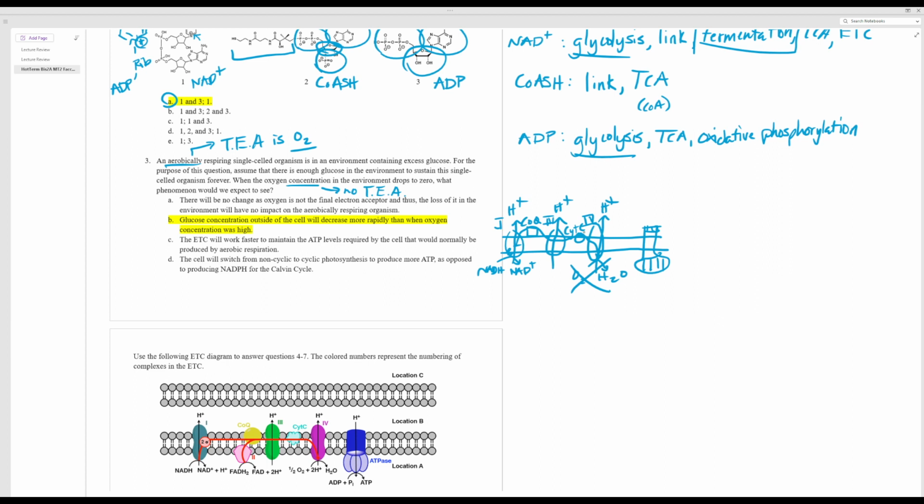If it's unable to oxidize cytochrome C, cytochrome C gets stuck with electrons, which means it cannot oxidize complex 3, which means complex 3 gets stuck with electrons. Complex 3 gets stuck with electrons, it can no longer oxidize coenzyme Q.